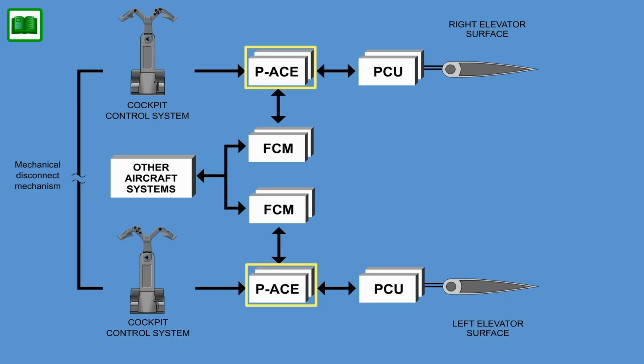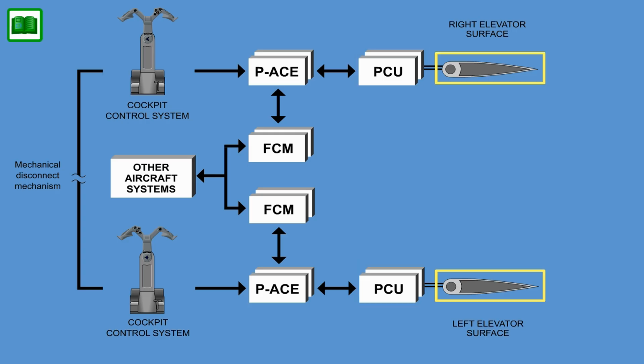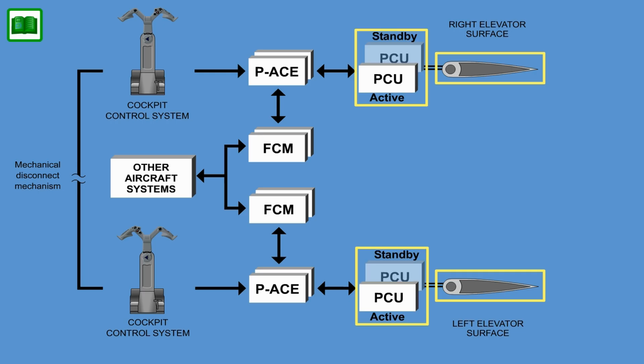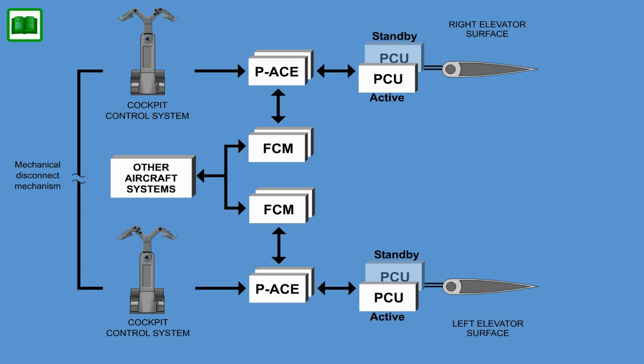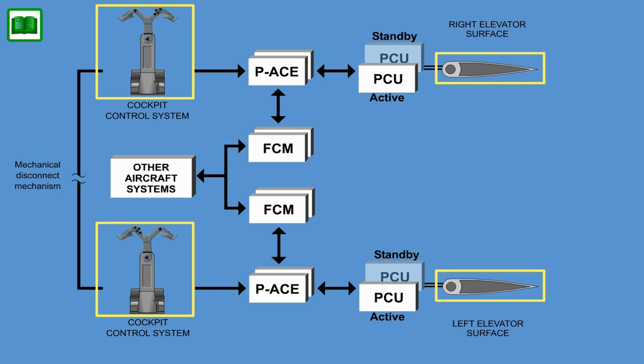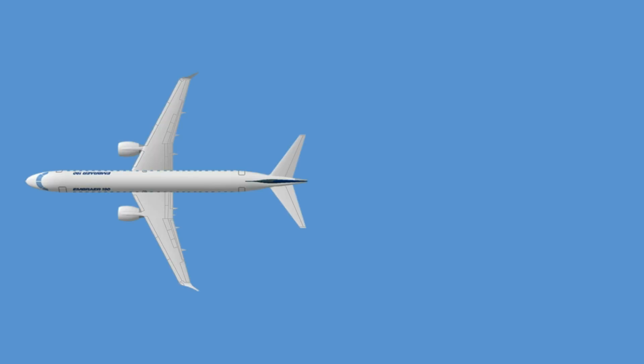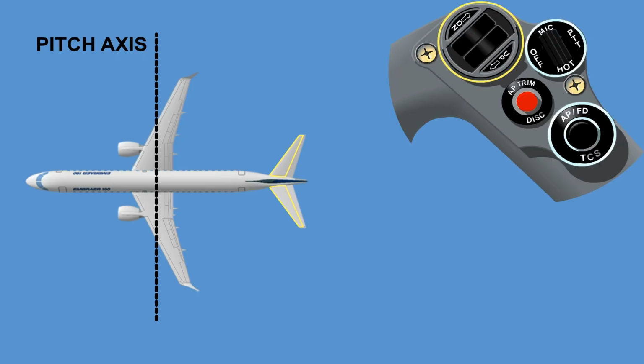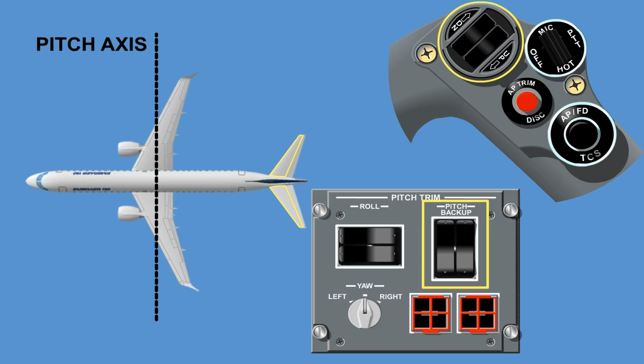Primary ACE and FCM control logic is used to control two hydraulic elevator actuators for each surface, operating in an active standby mode. With no mechanical connection between the control column and the elevator surfaces, two independent feel units provide artificial feel and centering to the control columns. The aircraft is trimmed around the pitch axis by repositioning the horizontal stabilizer, using the pitch trim switch on the control yoke or the backup pitch trim switch on the trim control panel in the cockpit.